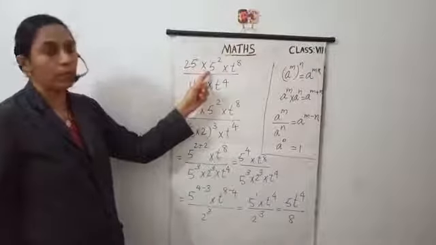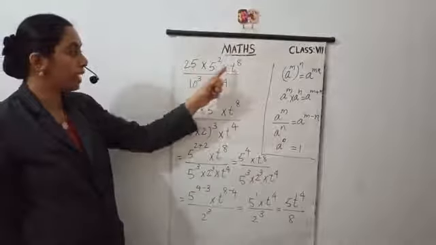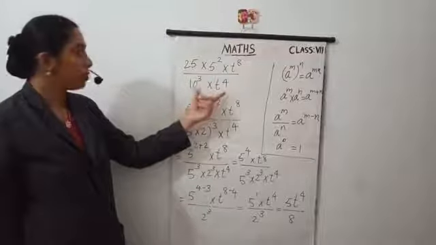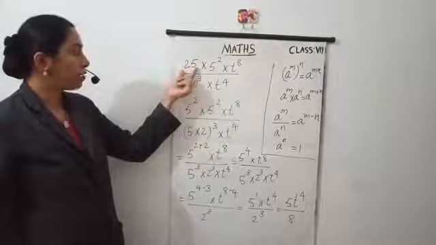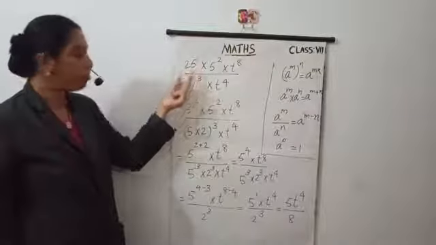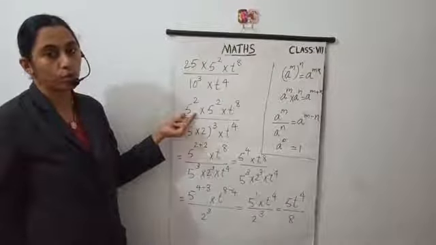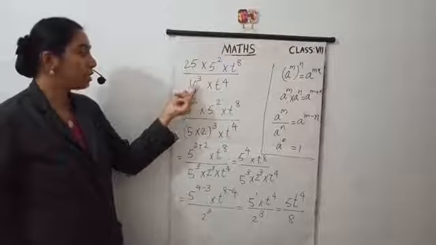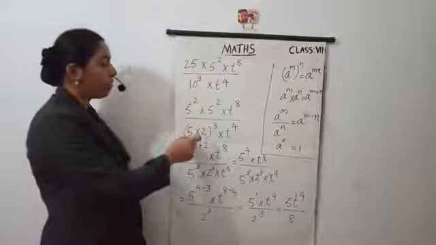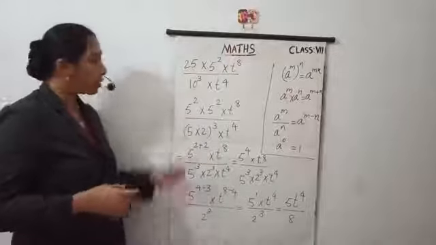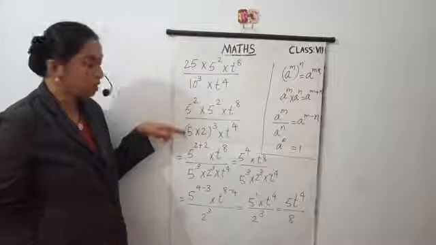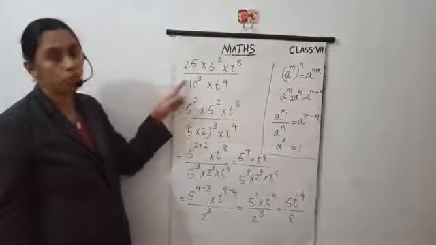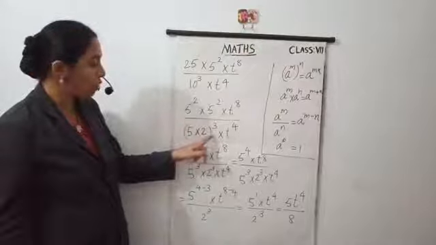25 into 5 raised to 2 into t raised to 8 by 10 raised to 3 into t raised to 4. So first we convert this 25 into 5 raised to 2. 25 is 5 into 5, so 5 raised to 2. And this 10 we can convert into 5 into 2. So here we get the same bases, isn't it? So 10 raised to 3 is 5 into 2 all raised to 3.